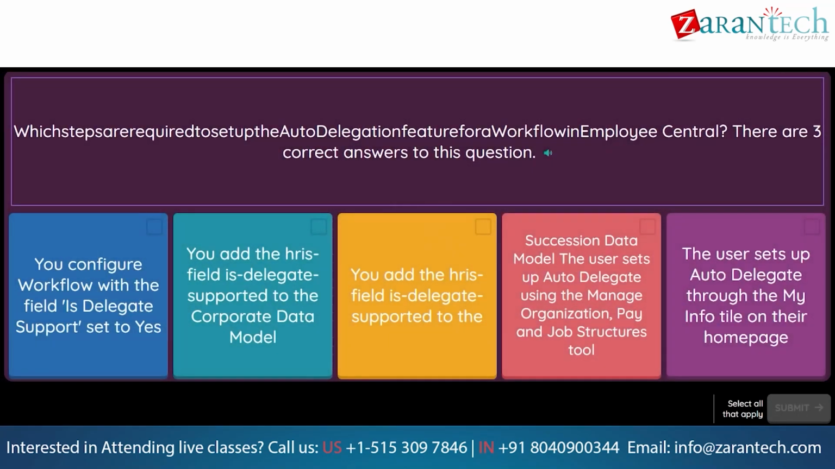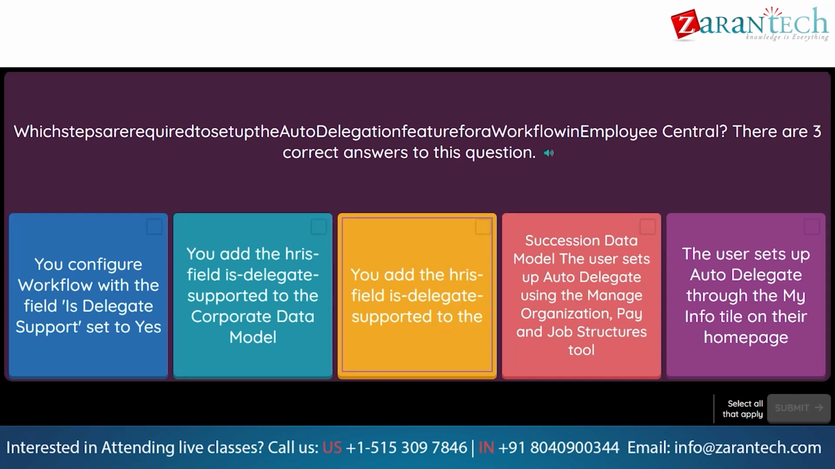Question: which steps are required to set up the auto delegation feature for a workflow in Employee Central? There are three correct answers to this question. Option 1: You configure the workflow with the field 'is delegate supported' set to yes. Option 2: You add the HRIS field is-delegate-supported to the corporate data model. Option 3: You add the HRIS field is-delegate-supported to the succession data model. Option 4: The user sets up auto delegate using the Manage Organization, Pay and Job Structures tool. Option 5: The user sets up auto delegate through the My Info tile on their homepage.